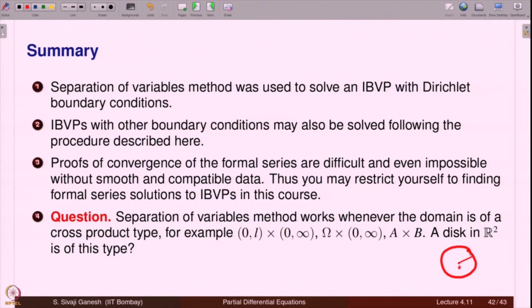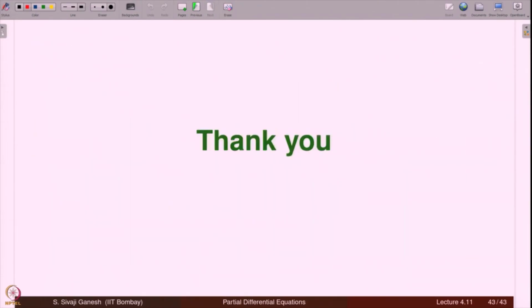Obviously not, but in some other coordinate system it does look like one. Find out what is that coordinate system in which it does look like a cross product type, perhaps after removing one point. Thank you.